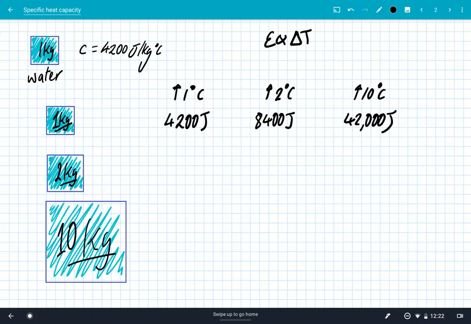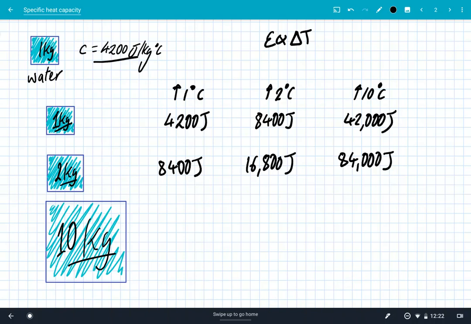Let's have a look at how mass affects it. So if we've got 1 kilogram and it took 4,200 joules for 1 degree Celsius, if we have 2 kilograms, it's going to take twice as much energy. It just makes sense. So that's going to be 8,400 joules. And then if we want to increase the temperature change to 2 degrees, it's going to be twice that, which is 16,800 joules. And then if we want a 10 degree temperature change, that's going to be 10 times as much, which is 84,000 joules.